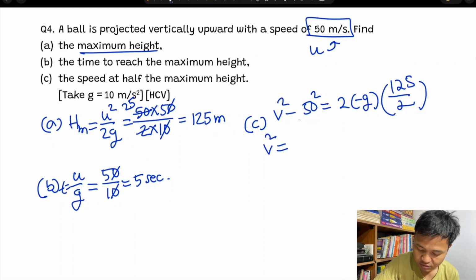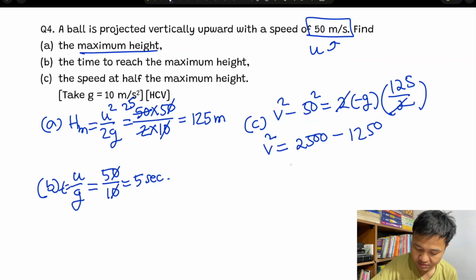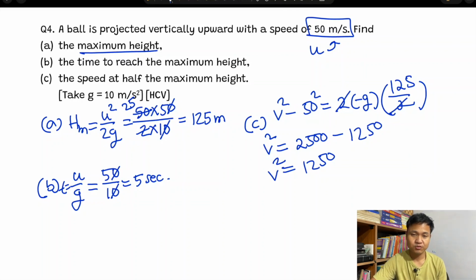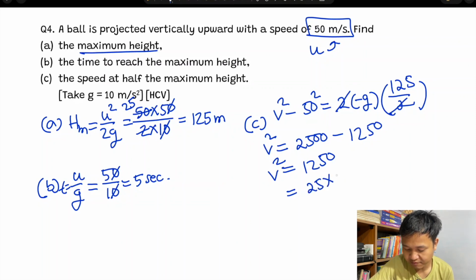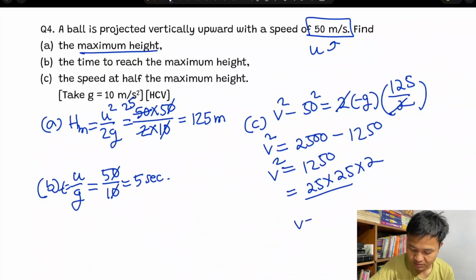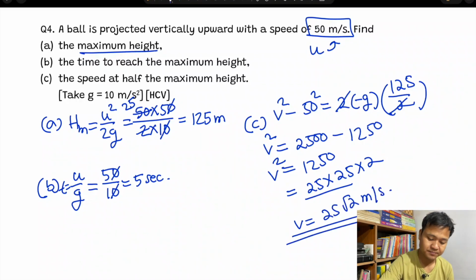V square equals 2500 minus, with z as 10, the 2 gets cancelled out. So you'll have 1250. Now 2500 minus 1250 is 1250, so 1250 is v square. How can I write this? 25 into 50, 25 into 2. So 25 square into 2. Therefore v is 25 root 2 meters per second. Okay, so this is the answer.